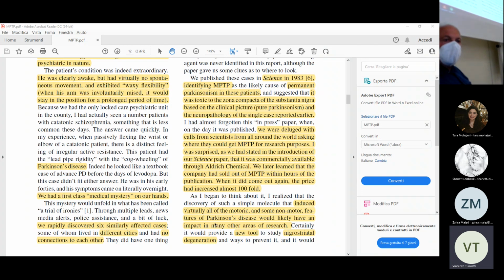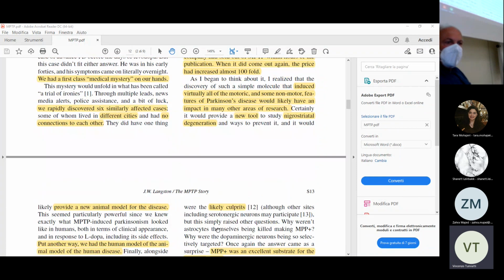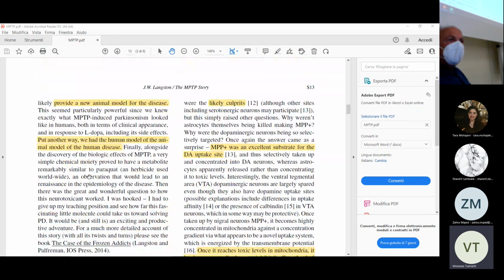In particular, they induced virtually all of the motor and some non-motor features of Parkinson's disease. You see, they found something very similar to Parkinson's disease in these patients. In particular, they found a nigrostriatal degeneration. Okay.